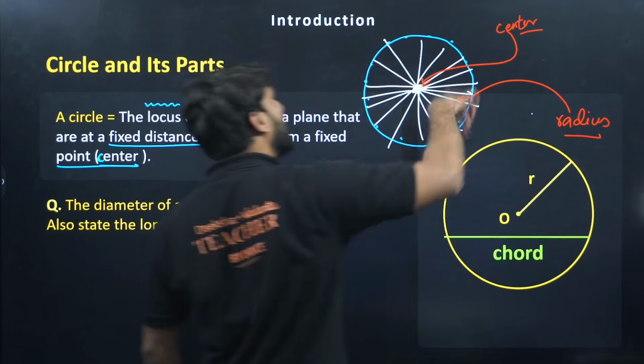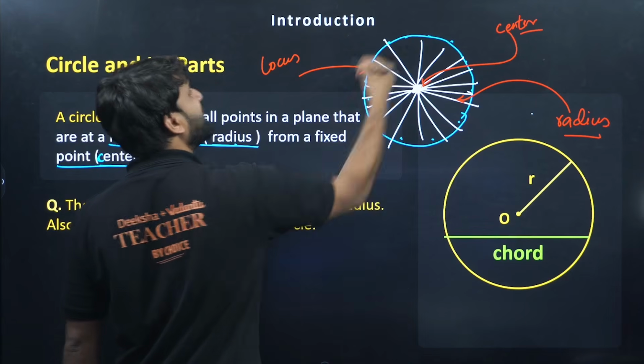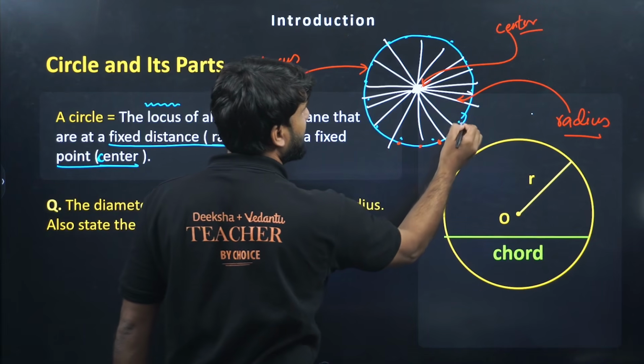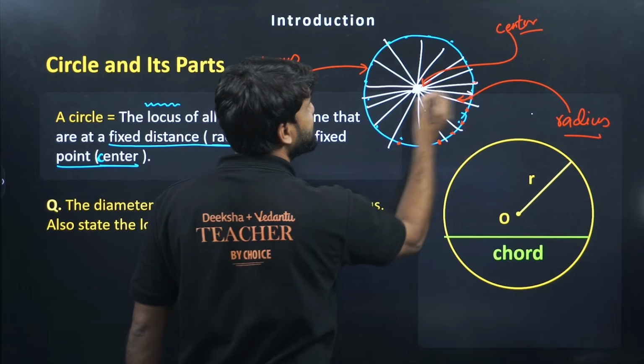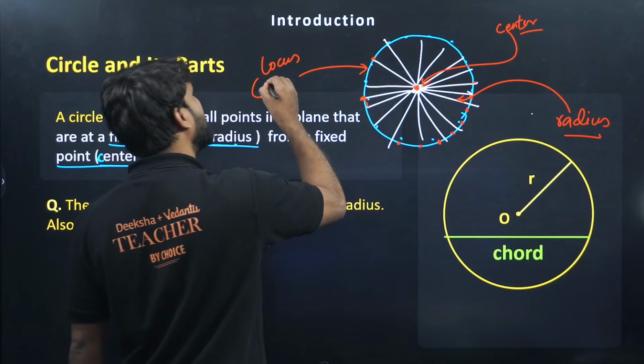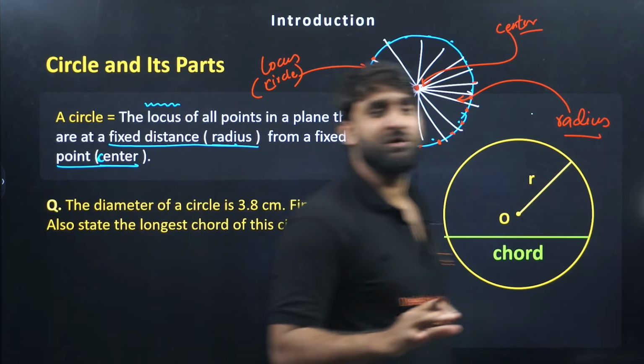And this blue color portion is the locus, the locus of all the points. How many points were there? So many points. And the locus is such that the distances from this fixed point are equal in every direction. And this locus is basically called a circle. This is a circle. I hope the definition of circle is clear.